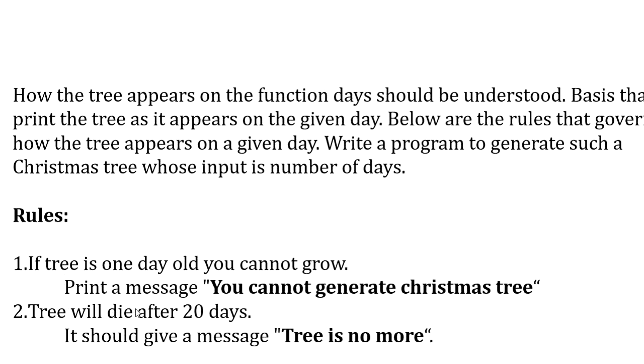The tree will die after 20 days. What is given is that if the given number of days is greater than 20, you should display "there is no more tree". So the constraint here is that the number of days should be greater than 1 and less than or equal to 20. So these are the two conditions given. Now let us move further.